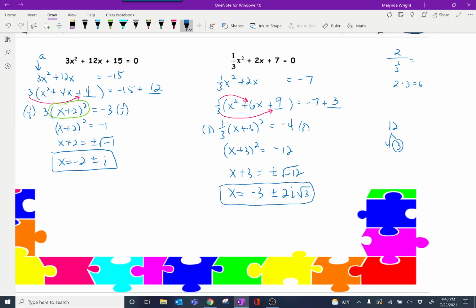There's our last problem. Now it should look very similar to the answers that you get from another technique that we were working on, which was quadratic formula. So now we know how to solve by factoring, we know how to solve by quadratic formula, and now we know how to solve by completing the square.